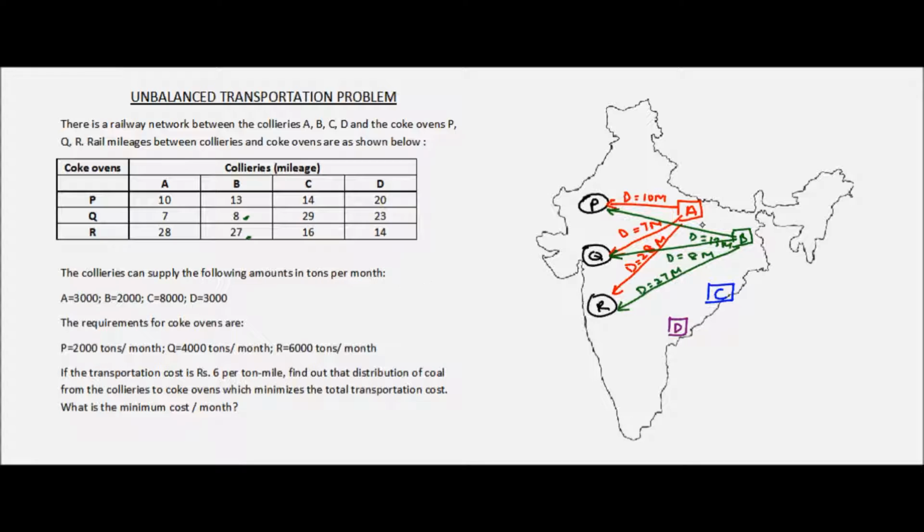So each of the collieries has a certain capacity, and A can produce 3000 tons of coal per month. So for A the supply capacity is 3000 tons per month. For B the supply capacity is 2000 tons per month. For C, the supply capacity is 8,000 tons per month. And for D, the supply capacity is 3,000 tons per month.